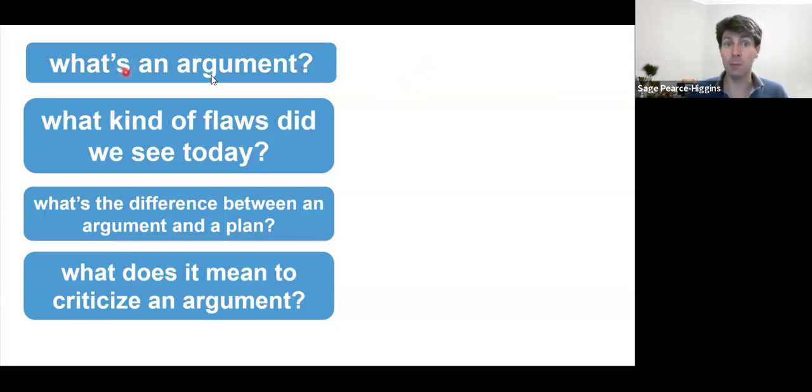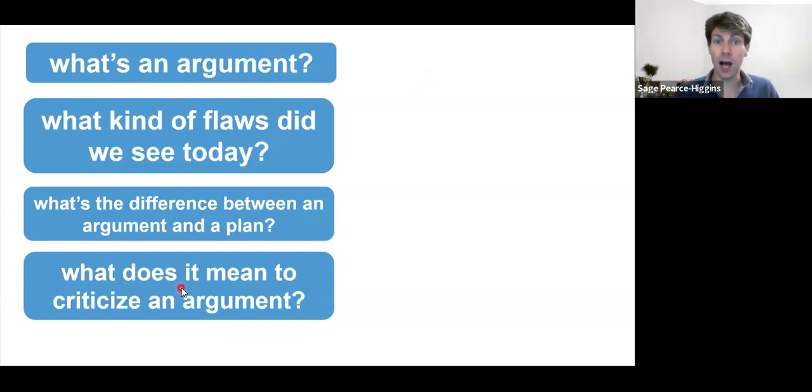And I talked about an argument being a conclusion and premises. We saw flaws of correlation and causation, but also unintended consequences, and even the time delay, forgetting to account for time in responses. Arguments and plans. So I said an argument is premises supporting a conclusion, and a plan is a set of actions leading to an objective.